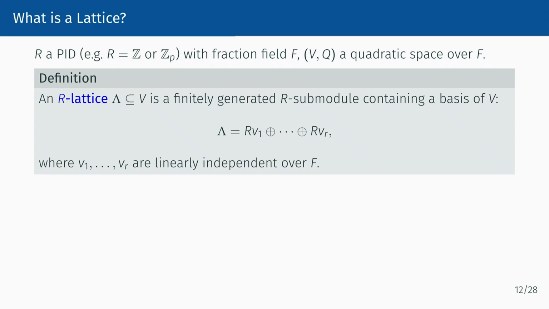So you can think of F as Q. And we have some quadratic space over this field. So a lattice, or an R-lattice, is a finitely generated module that contains a basis. This definition of having to contain a basis is not standard. Sometimes people call it a full lattice. But in this talk, I'll only talk about full lattices. So these are lattices that actually span the entire vector space. And the point is that these lattices are just free modules over this ring R.